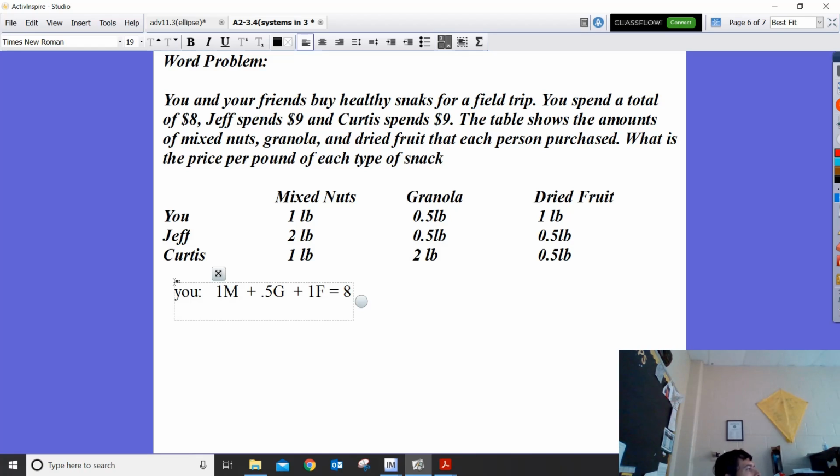You just line them up. Same variables, obviously. We chose M for mixed nuts, G for granola, F for fruit. You know, don't rewrite the wheel here. Talk about Jeff and his equation. How many M's? 2 of them. How much G? 0.5 G. How much F? 0.5 F. What'd he spend? 9. All right, we're on to Curtis. 1 M. 2 G. 0.5 F equals 9.